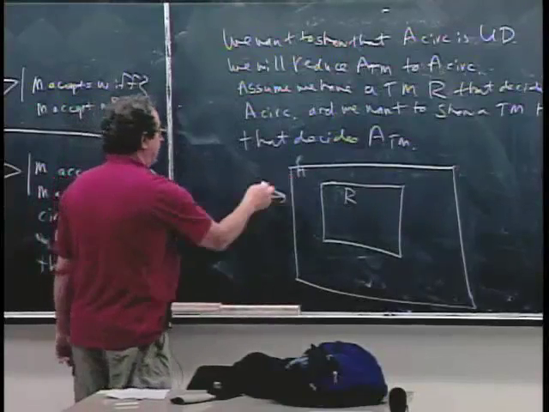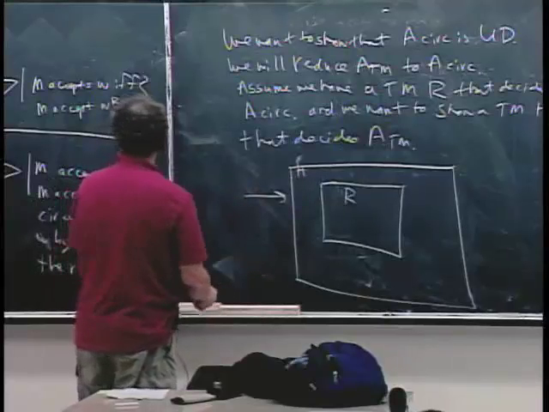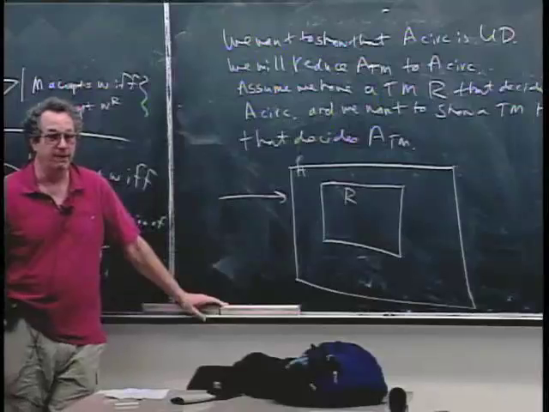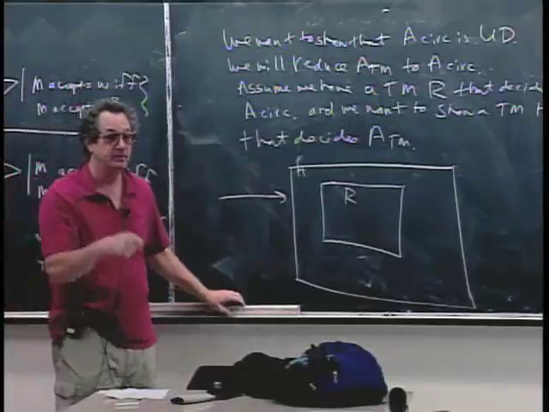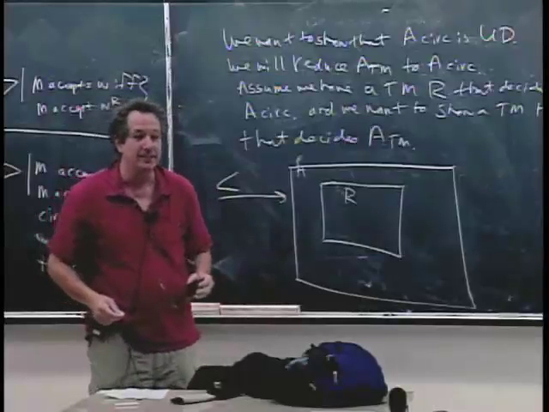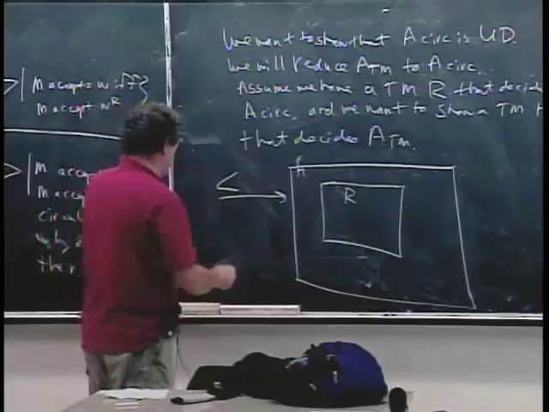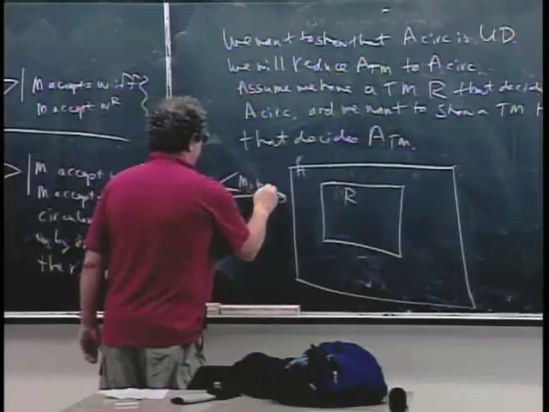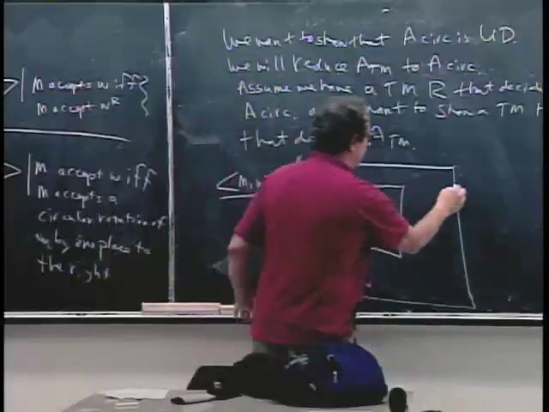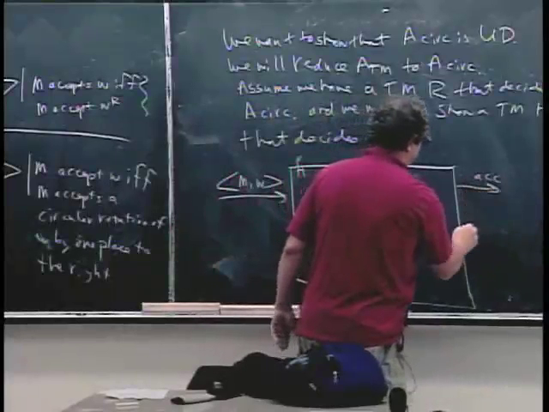So what's the input to H? H is supposed to be a decider for ATM. So what does the input to H look like? It's what? I couldn't hear it. A machine and a string? Yeah, a machine and a string. Good. Okay, good. Now that's what comes into here, and ultimately we want accept or reject.